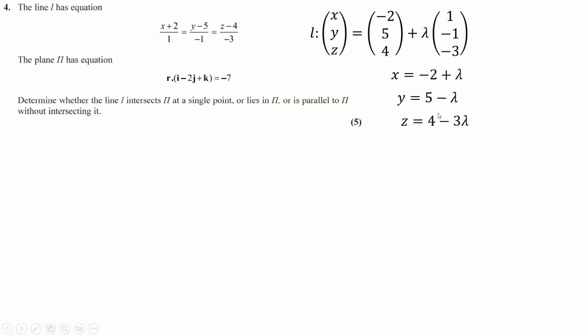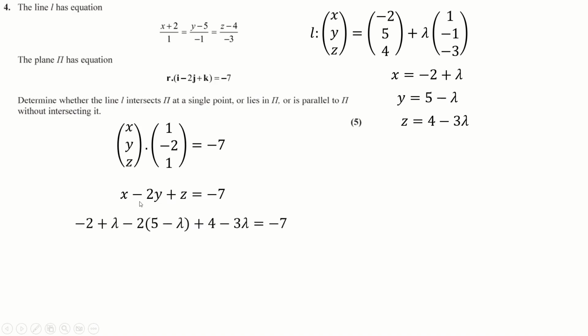So I wrote those out. And then this here, this r represents an x, y, z in column form. So that can be written like this, and then of course dot product, this is just x minus 2y plus z equals minus 7. And I can shove these three values to find the intersection of the line and the plane, if indeed it does exist. I can shove these values into there and just see what happens.